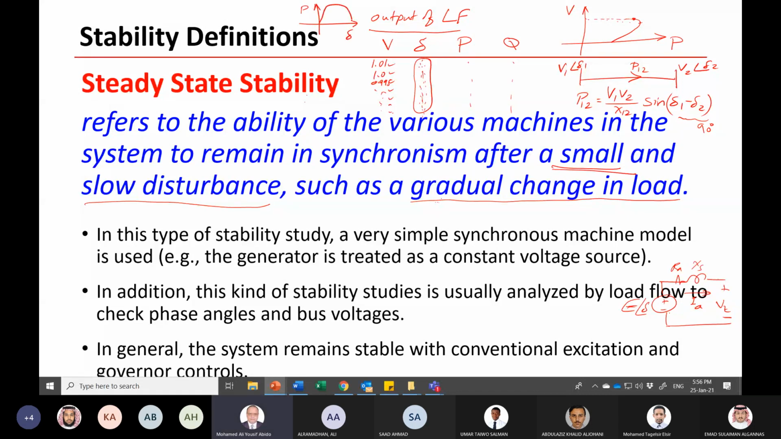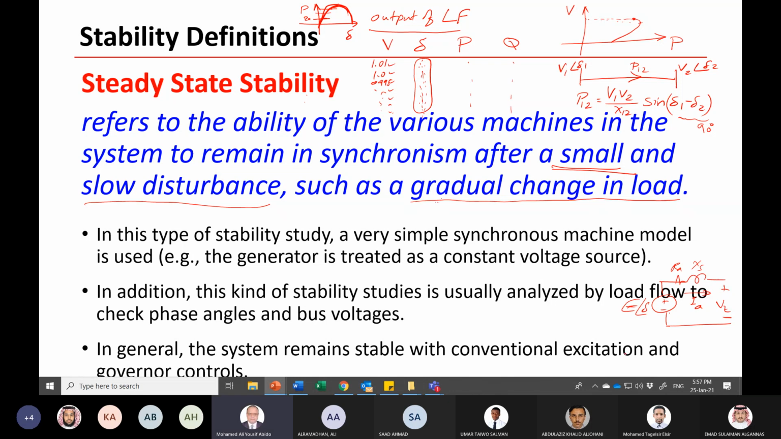This is the P-delta curve, sinusoidal as such. So if the angle difference is 20 degrees, you are here. You are very far from the limit of stability. If the angle difference is 30 degrees, you are here. At 80 degrees, you are here. At 90 degrees, you are at the limit of stability.